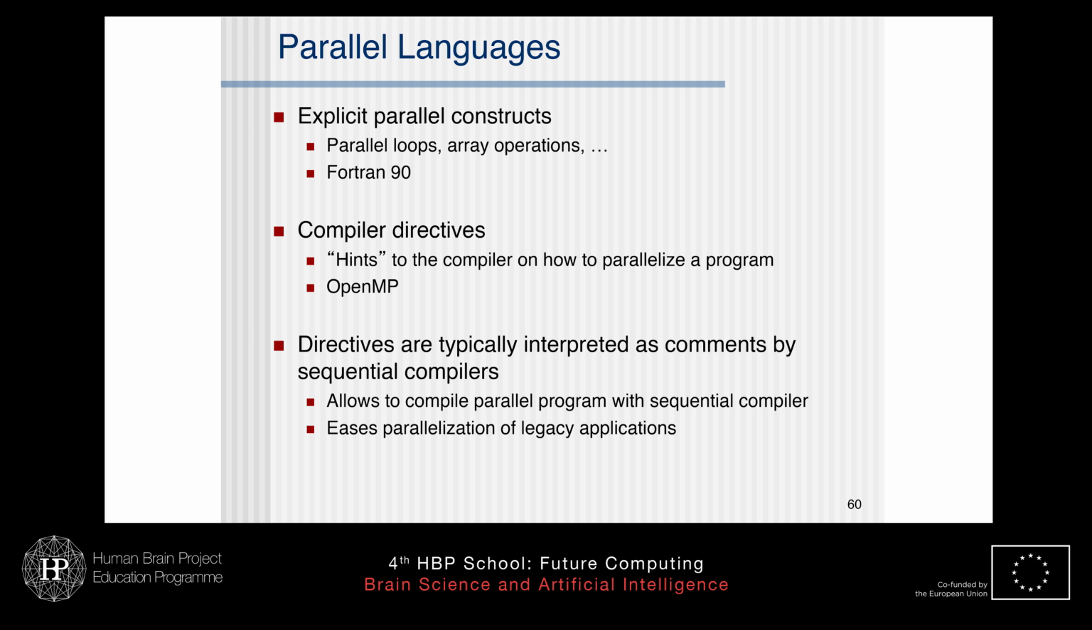However, there have been a few explicit parallel constructs added to some languages, starting with Fortran 90, where parallel loops and array operations have been added. And in the latest iteration of C++, the same thing is happening now. So explicit parallel constructs are being added to the C++ standard. You can have compiler directives like we've seen in OpenMP.